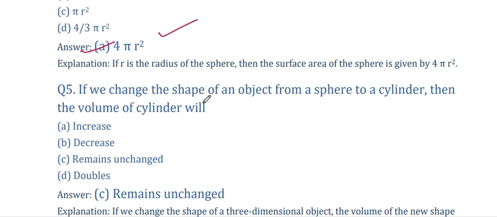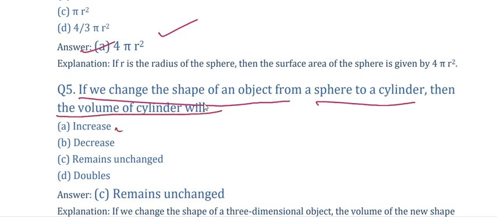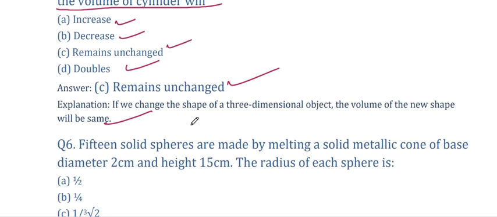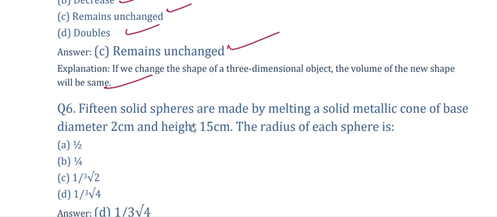The next question on your screen: if we change the shape of an object from a sphere to a cylinder, then the volume of the cylinder will be: increase, decrease, remains unchanged, doubles. Very easy to understand, it remains unchanged, right? If we change the shape of a three-dimensional object, the volume of the new shape will be the same, right?